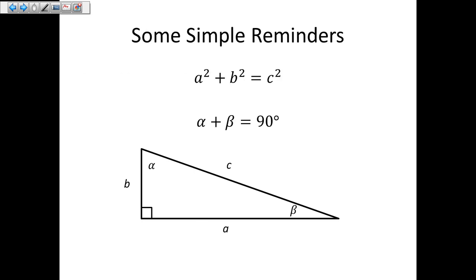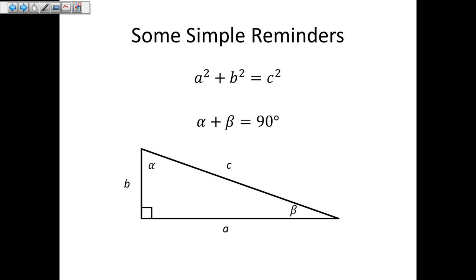So let's take a look at some simple reminders. Now these are exclusive to right triangles. Okay, this whole section is about right triangles, so you get to use these. Something to remember, Pythagorean's theorem. A squared plus b squared equals c squared. Don't forget that. We can use that to solve for a or b. We don't only get to use it to solve for c.